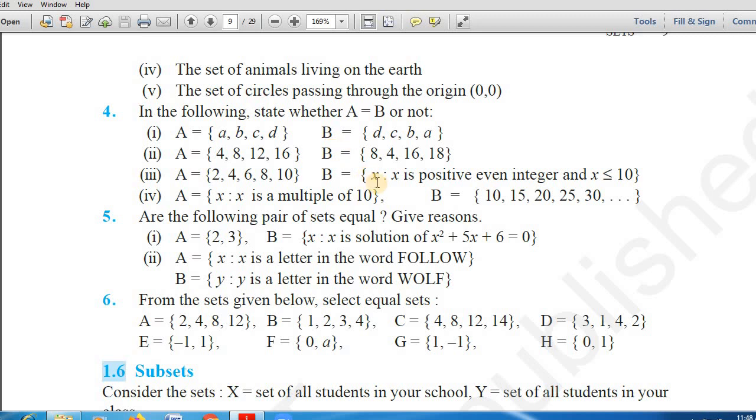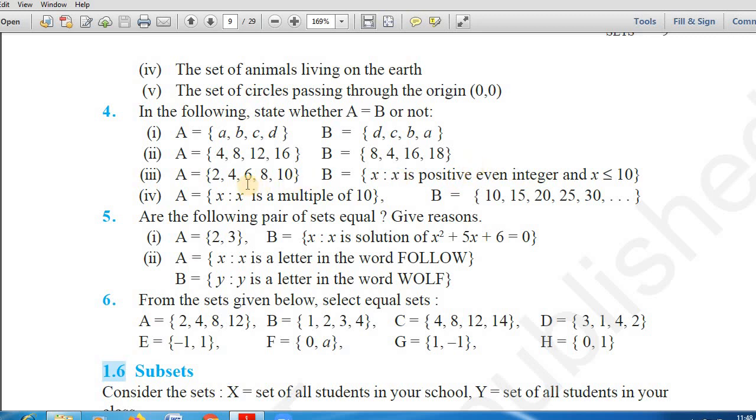From the set B, if you observe which elements are there in B in tabular form, we look at the condition given: x is less than or equal to 10, and x is even and positive. So obviously B will consist of 2, 4, 6, 8, 10, and these are the actual elements of the set B.